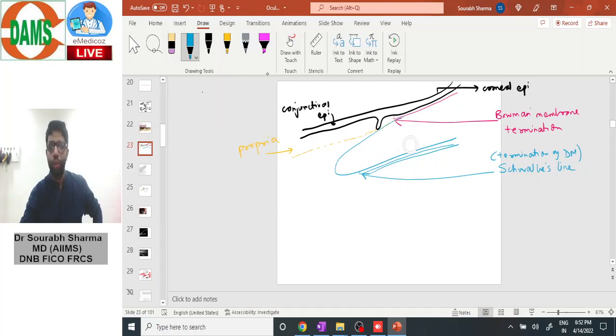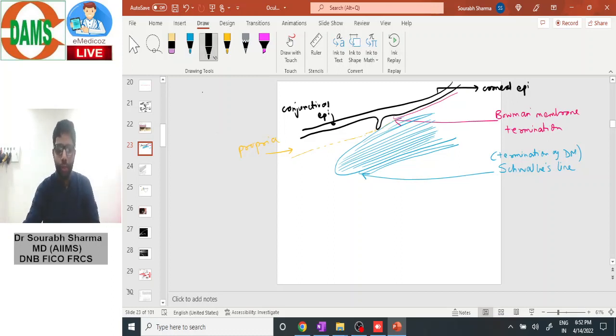So this is a stromal tissue, and it contains regular collagen fibers with a lamellar, lattice arrangement of collagen fibers. Continuing from the cornea, there is a trabecular meshwork, and this is the angle, and this canal is Schlemm's canal.